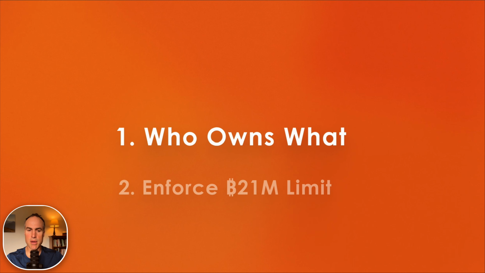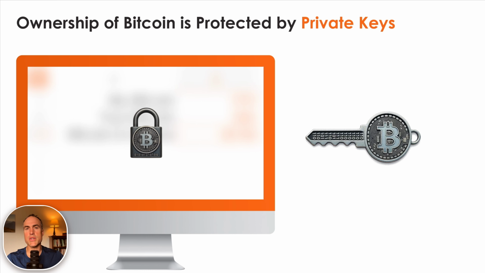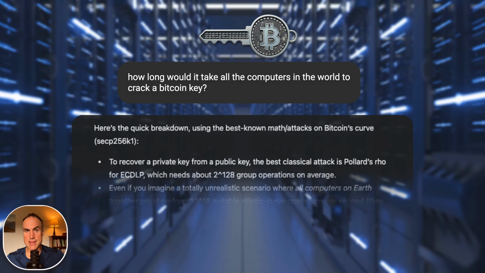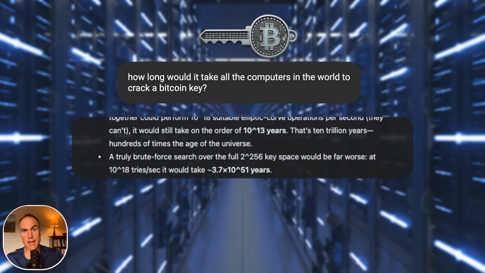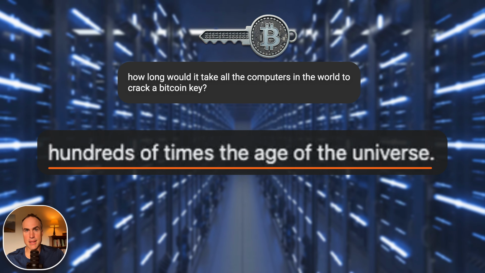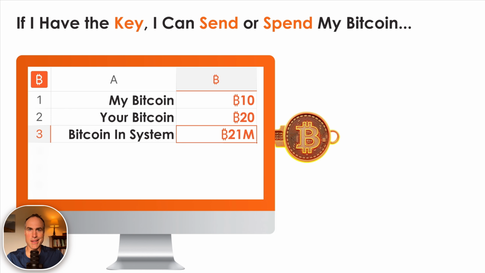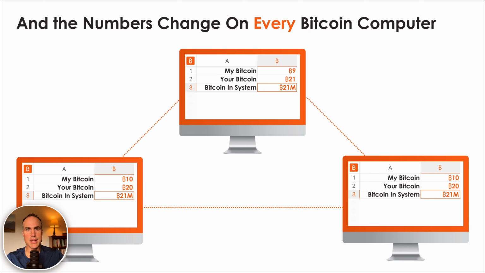So let's take a look at how Bitcoin manages who owns what. The ownership of Bitcoin is managed by private keys, and these keys are extraordinarily secure. In fact, if you had all the computers in the world running simultaneously in order to crack one Bitcoin key, it would take them basically forever. But if you've got the key, then you can log in and you can send or spend your Bitcoin. When those numbers change, it then replicates across the network until every single Bitcoin computer has the same data.